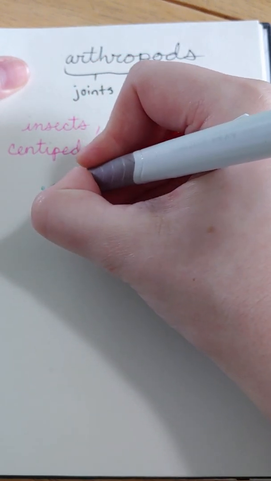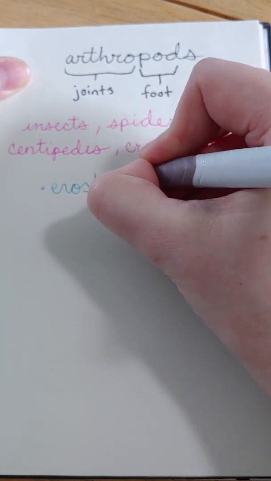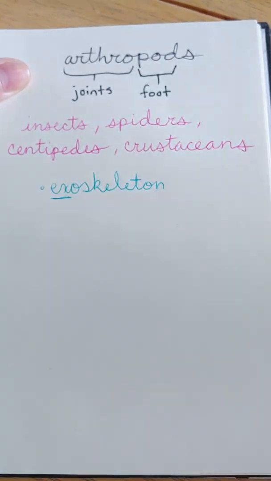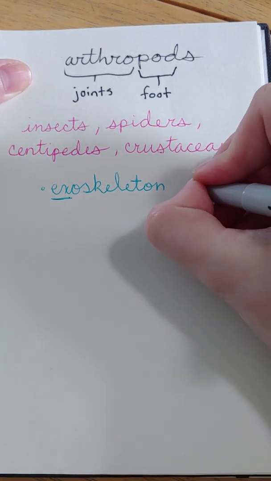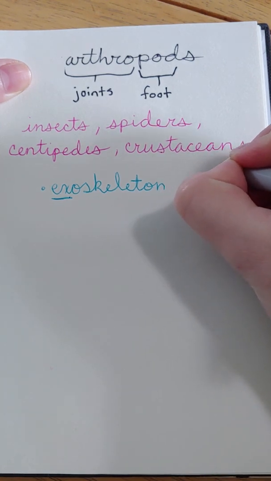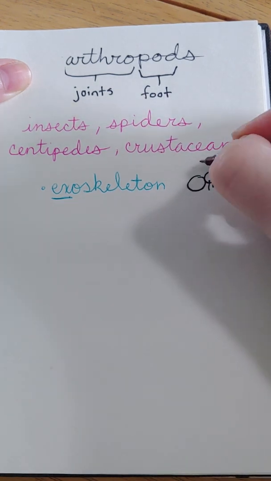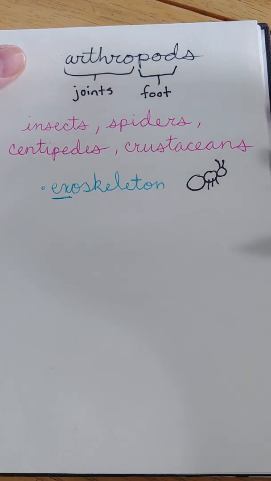Rule number 1, it must have an exoskeleton. Remember that exo, this part, means outside. Exoskeleton means an outside skeleton. So in the case of arthropods, if I'm going to draw us a little one right here just to look at, it means they have a shell. They have that hard, crunchy outside shell thing. That is their skeleton.